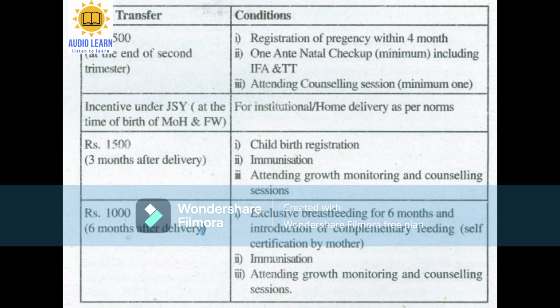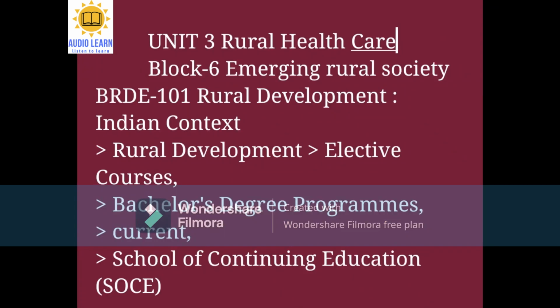1,500 rupees, 3 months after delivery. Conditions. 1. Childbirth registration. 2. Immunization. 3. Attending growth monitoring and counseling sessions. 1,000 rupees, 6 months after delivery. Conditions. 1. Exclusive breastfeeding for 6 months and introduction of complementary feeding, self-certification by mother. 2. Immunization. 3. Attending growth monitoring and counseling sessions.